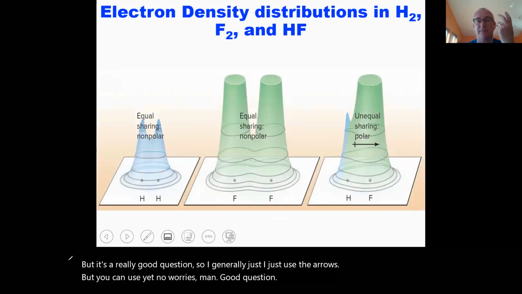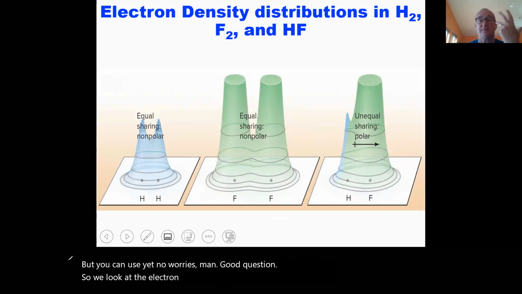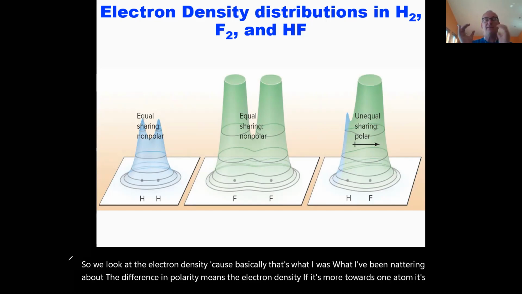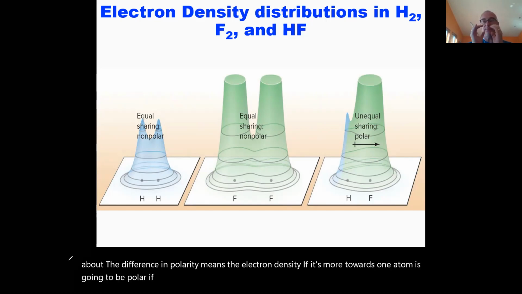So now we're going to look at the electron density, because basically that's what I've been nattering about. The difference in polarity means the electron density. If it's more towards one atom, it's going to be polar. If it's evenly distributed between both, it's nonpolar. And this sort of shows you exactly what I'm talking about.